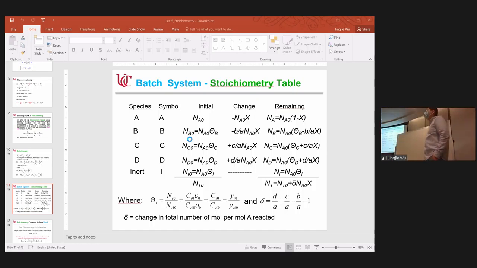Okay, I think it's time to get started. So in the last lecture, we talked about the stoichiometric table for the batch reactor.